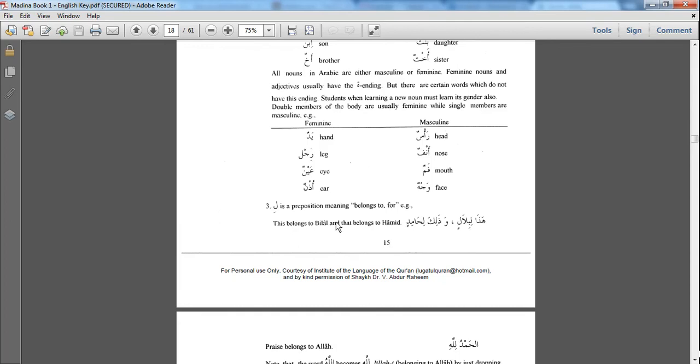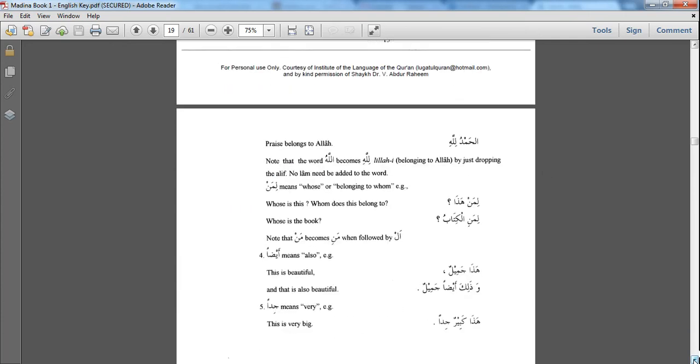Li is a preposition meaning belongs to or for. This belongs to Bilal and that belongs to Hamid would be هذا لبلال وذلك لحامد. So this lam is a harful jar, it's a preposition, and the same here. This belongs to Bilal and that belongs to Hamid. هذا لبلال وذلك لحامد. And as we've already learned, the huruful jar give a kasra to the noun that follows it. So we see that in Bilalin and Hamidin.